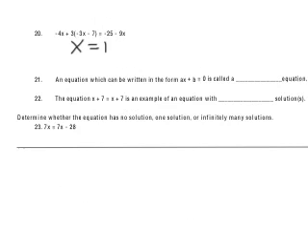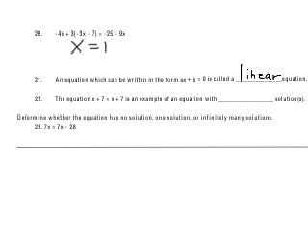Number 21. An equation which can be written in the form ax plus b equals 0 is called a what kind of equation? It's called a linear equation, because if we graphed it, we would have a line. And that's the form it would take.